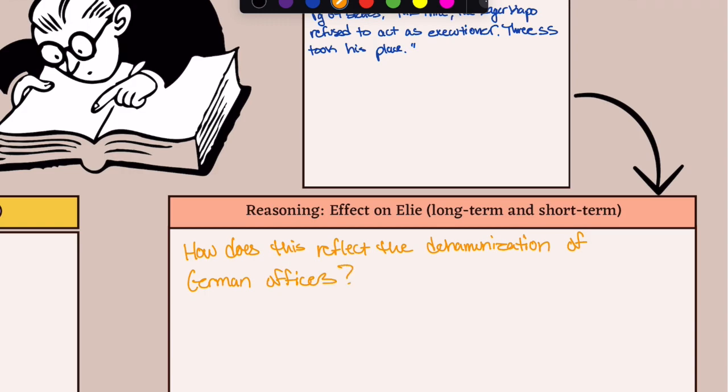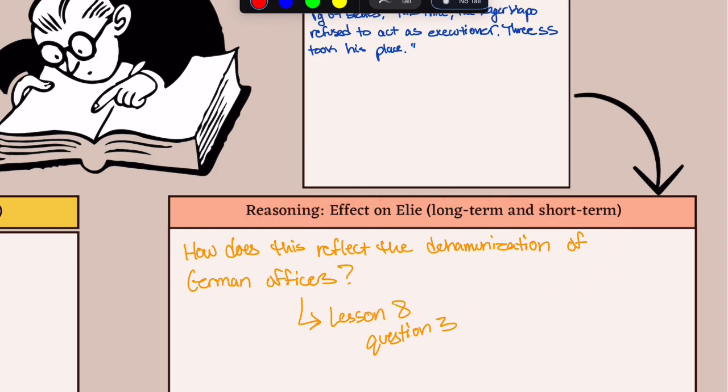How does this reflect the dehumanization? We touched on this one in discussion questions from lesson 8, and I believe this was question 3. Okay, so refer to your discussion questions there to help you answer this question here, to help guide your reasoning statement.